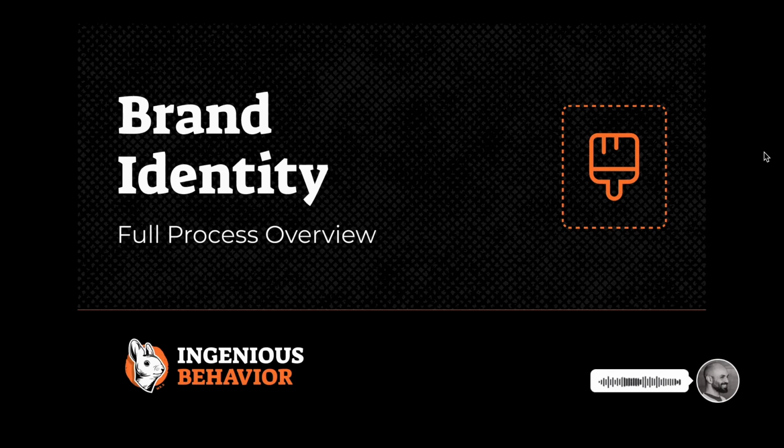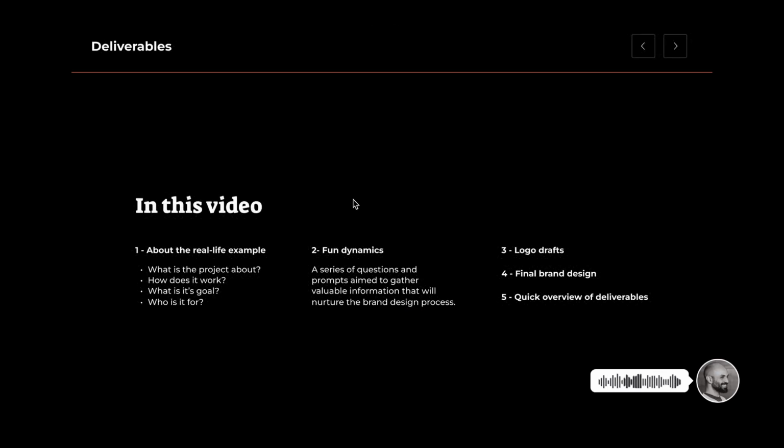Welcome. So in this video, I'm going to be walking you through a full process overview of a brand identity project that we did. First we're going to be going through what this project is about, how does it work, what is its goal, and who is it for. Then we'll jump into some fun dynamics, basically a series of questions and prompts aimed to gather valuable information that will nurture the brand design process. Then we'll see some logo drafts, the final brand design, and finally a quick overview of the deliverables.